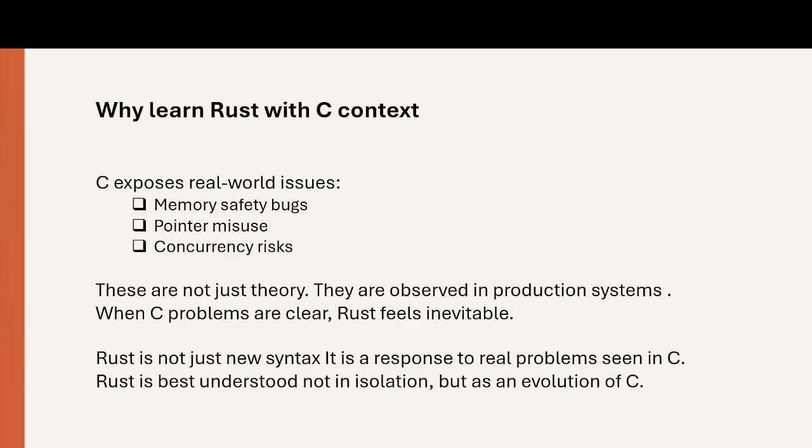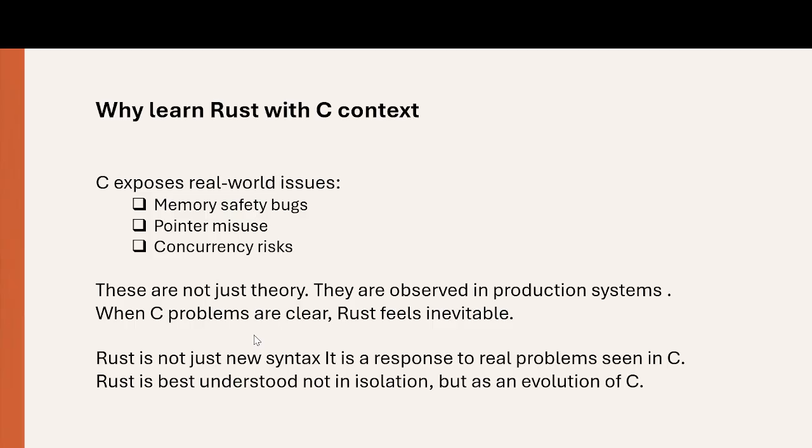So C has predominantly ruled the industry and given great control over memory to programmers, right? However, we all know that C has a lot of issues when it comes to memory safety bugs, pointer misuses, and segmentation faults. We have all debugged all of this late at night, right? And concurrency issues, we have so many. So these are not theories. All of us have worked using different debugging tools, and these problems are observed in production systems.